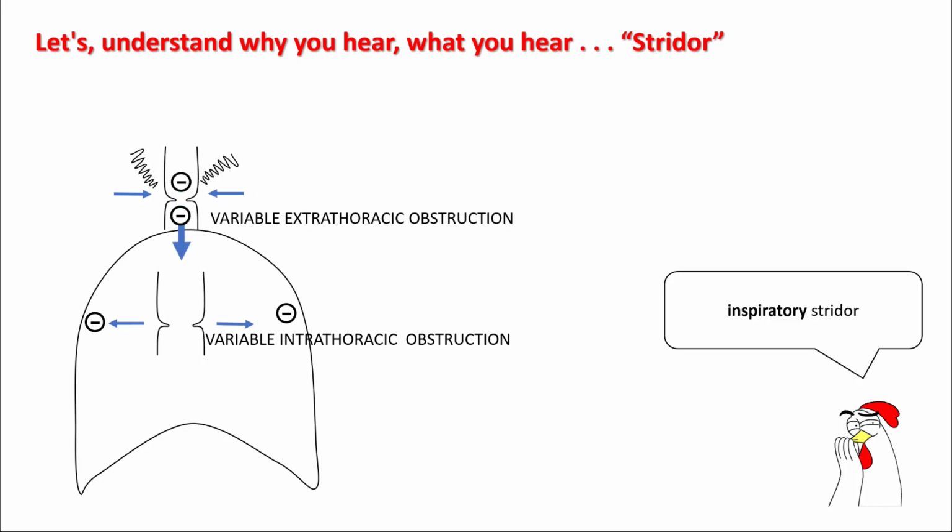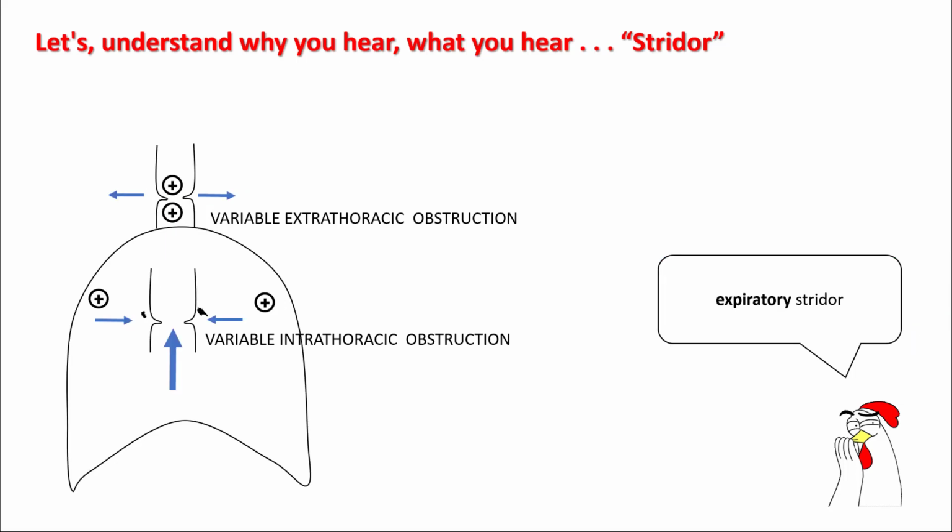When you inspire, the extrathoracic airways become narrower, while the intrathoracic airways become wider. This is because the negative pressure during inspiration is generated in the pleura, which stretches the intrathoracic airways, while the negative pressure inside the trachea in the extrathoracic part would tend to narrow the diameter. So a variable extrathoracic obstruction will cause inspiratory stridor.